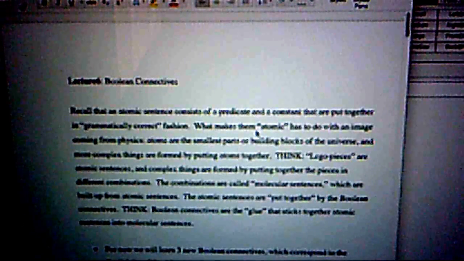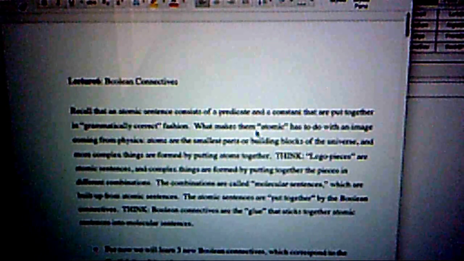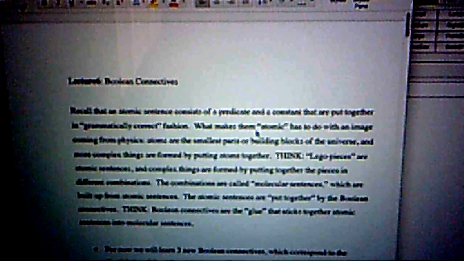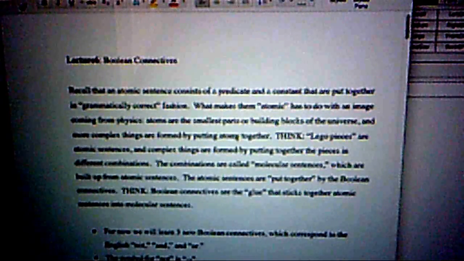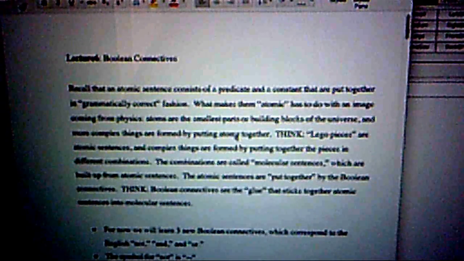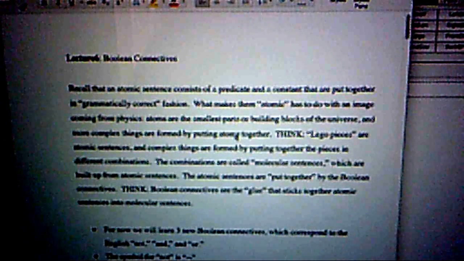Here we go. Boolean connectives. The basic idea here is that we started off with atomic sentences, and if you remember the image I gave at the very beginning in the lecture and also in the video lecture, it was this notion of our universe. This is a classical picture of how the universe works. It no longer holds for modern physics, but it's still pretty accurate.